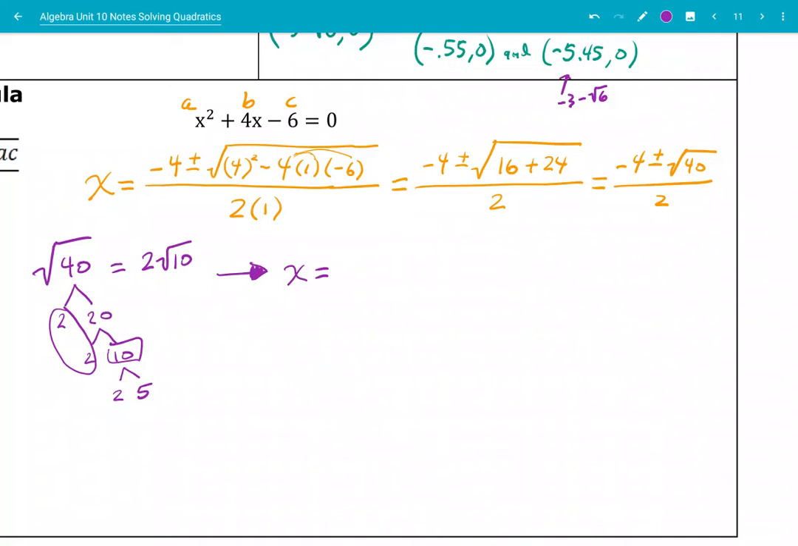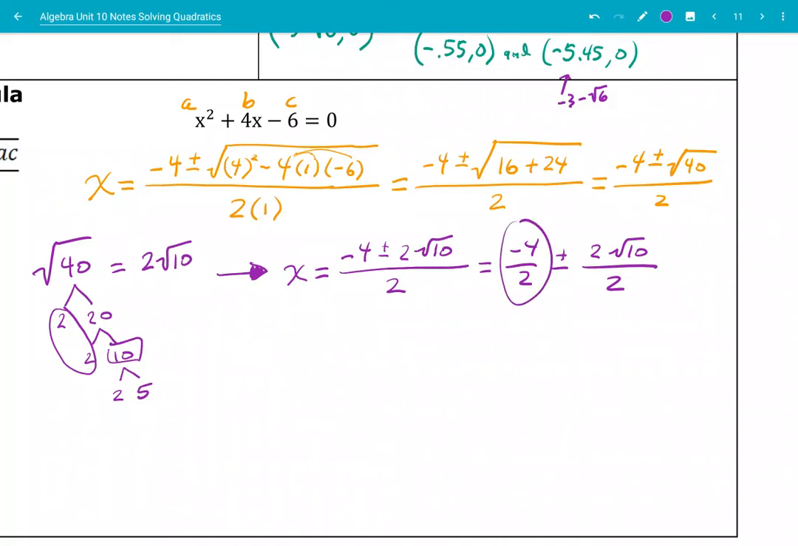This will be x equals minus 4 plus or minus 2 square root of 10 all over 2. And let's see, I can reduce that. Remember, this is the same as writing minus 4 over 2 plus or minus 2 square root of 10 over 2. This part reduces to just minus 2. And these two cancel, so I can do 2 plus or minus the square root of 10. So there's my answer. X equals minus 2 plus or minus the square root of 10.